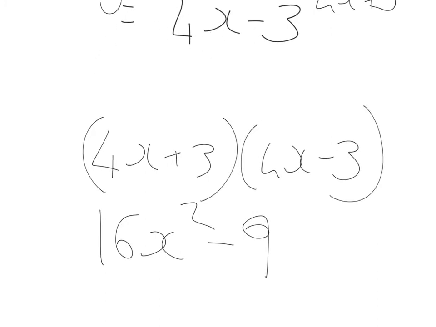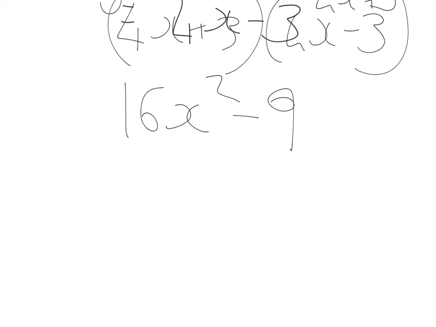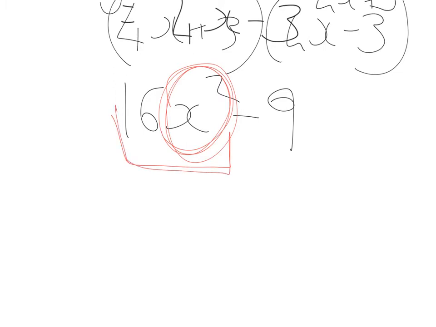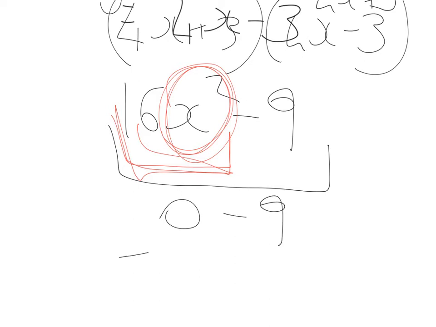Now the least possible value of that, so let's just have a wee think about it. Right, the least possible value of something squared is 0. If you times that by 16, it's still 0. If you then take away 9, it's 0 take away 9. The least possible value is definitely minus 9.